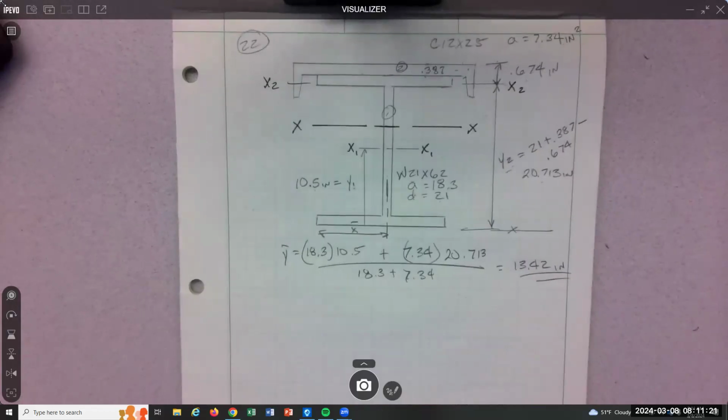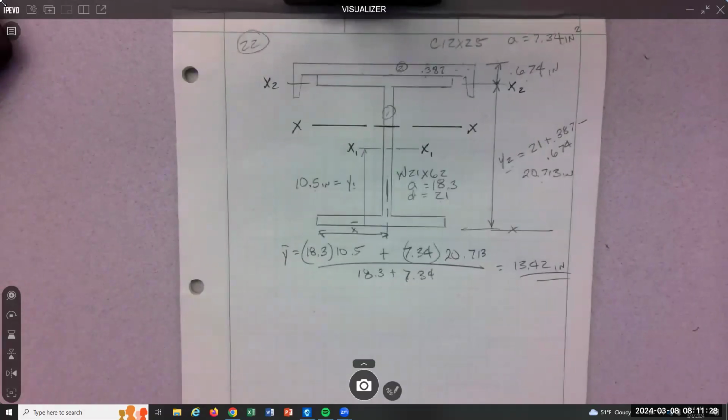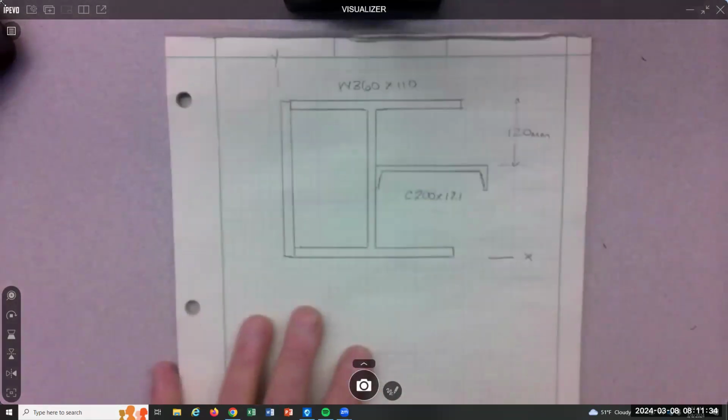Good. Questions? I like structural steel shapes. You just pick the pieces out. You don't have to calculate areas, and Y distances and X distances are given to you by the shape.